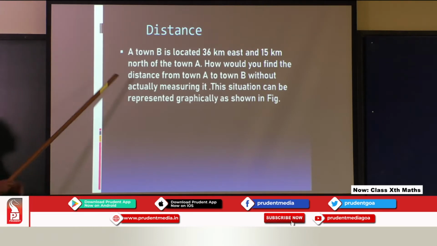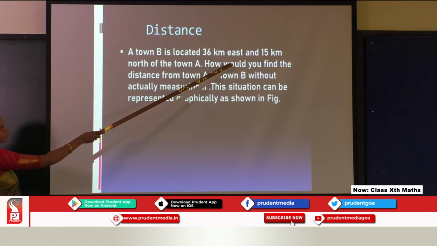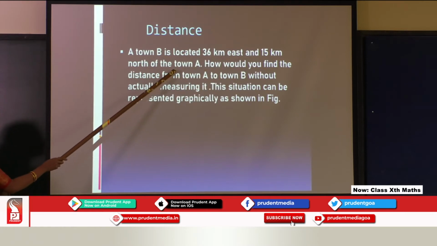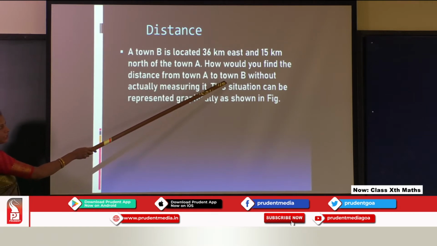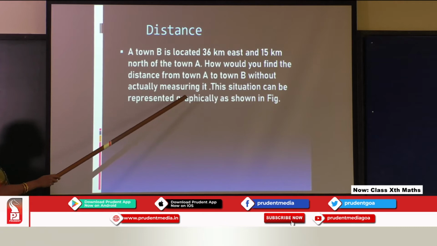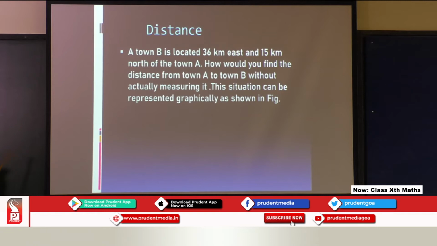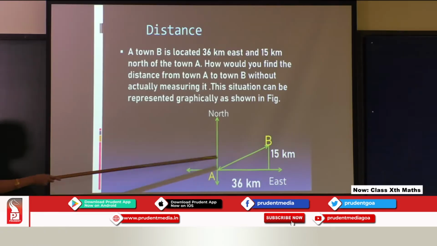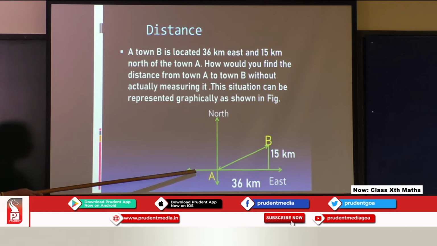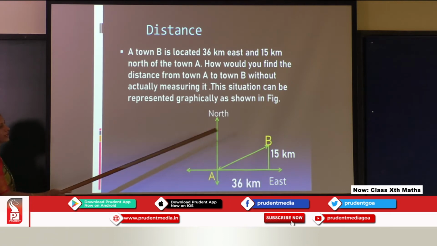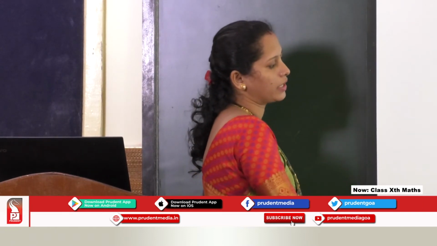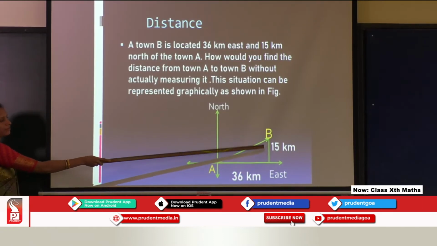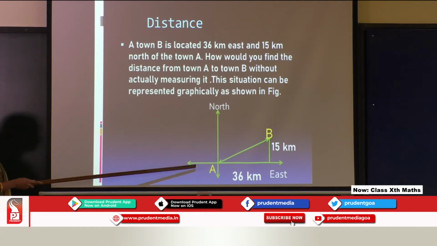A town B is located 36 km east and 15 km north of the town A. How would you find the distance from town A to town B without actually measuring it? This situation can be represented graphically as shown in the figure. Here you can see this is the town B, this is the town A. This is the east side and this is the north side. So town B is situated 36 km east and 15 km north of A.